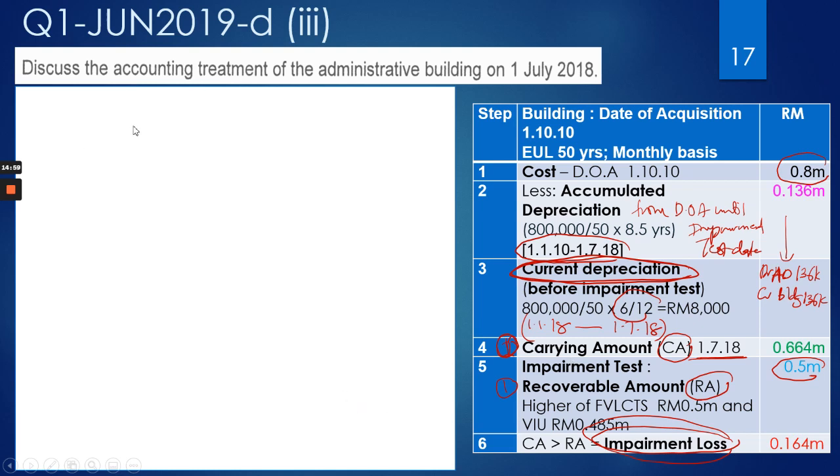But in your case, that was just a bonus explanation from me, right? In your case, you have got the carrying amount to be 0.664. This one, yeah, the 0.664. You will compare with this, and therefore 0.664 million, which is 664,000, is as a result of 0.8 million, the cost minus the accumulated depreciation before the impairment test took place.